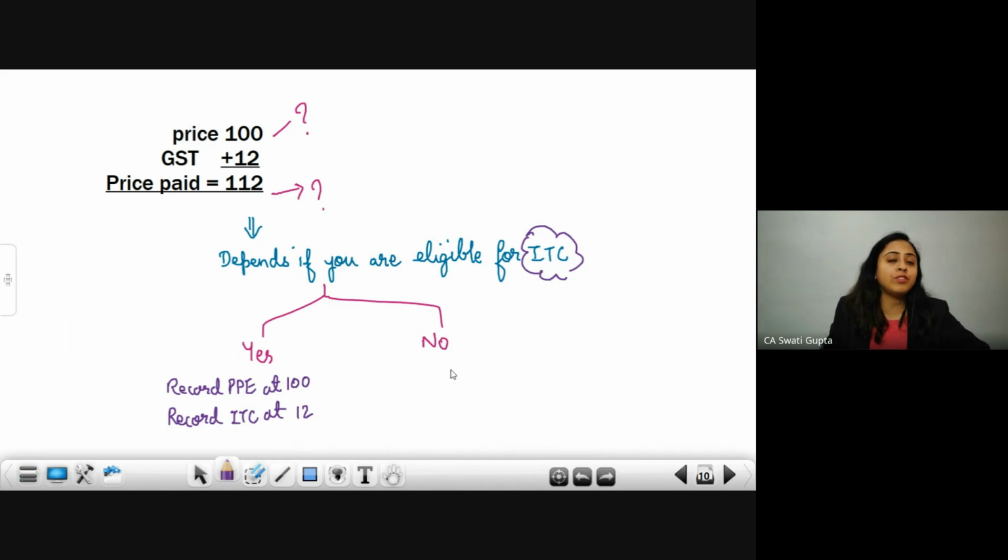And if you're not getting any input, then record PPE at 112, because this 12 rupees is the ultimate outflow from your pocket. It's a price that you're bearing. You will not be getting any set off for the same. You'll not be getting any further carry forward for the same. Give me a quick thumbs up. Are we clear? Are we good till here?